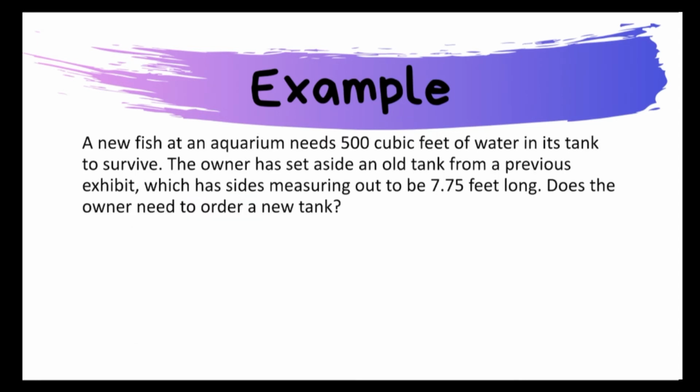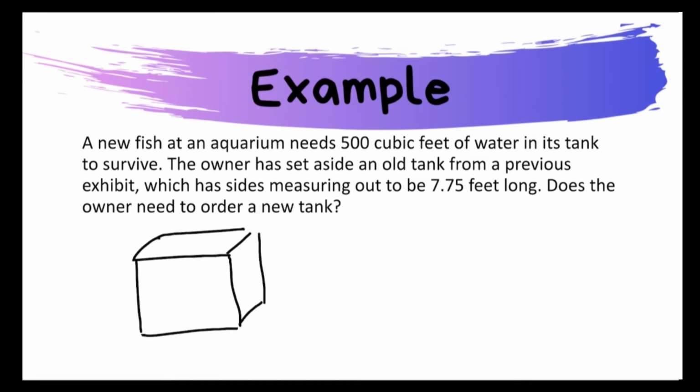Here's more of an application. A new fish at an aquarium needs 500 cubic feet of water in its tank to survive. The owner has set aside an old tank from a previous exhibit, which has sides measuring out to be 7.75 feet long. Does the owner need to order a new tank? So if we draw out our cube and then label the sides, we have 7.75 feet on each side.